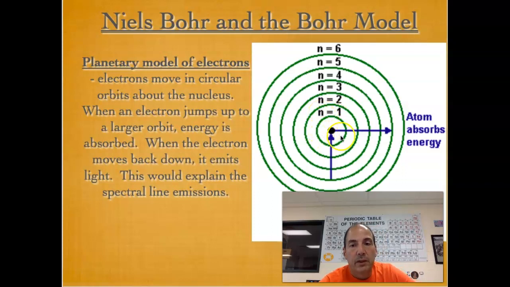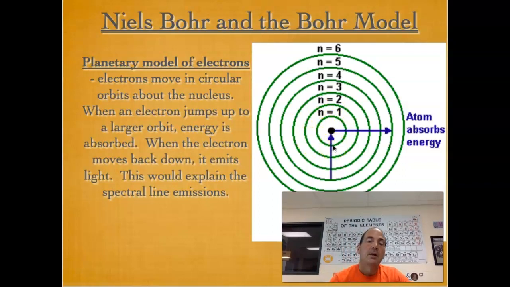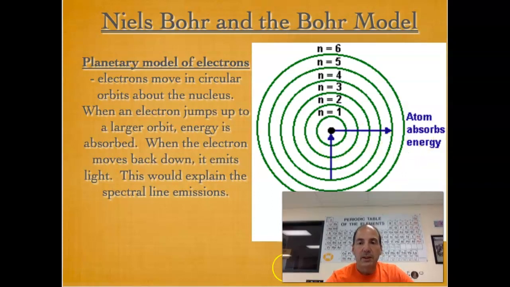So N equals 1 would mean the ring, or the energy level, closest to the nucleus. N equals 2 is the next one, etc. We'll talk about the idea of energy later on, but that's the basic model that Bohr came up with.